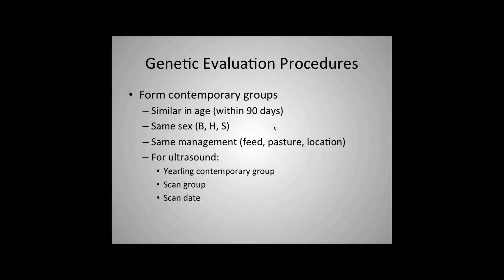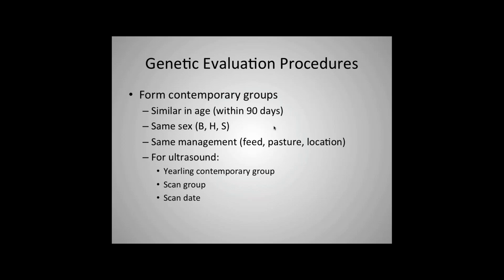And we also want to make sure that they've had the same management from the time they were born, like whether they were located in the same place, they were on the same pasture, maybe they were supplemented with the same kind of feed. And for ultrasound, when we develop ultrasound groups, we take the yearling contemporary group for an animal, and then add the scan group information, which includes the tech, the lab, the feed codes, things like that. And then we also add the scan date.